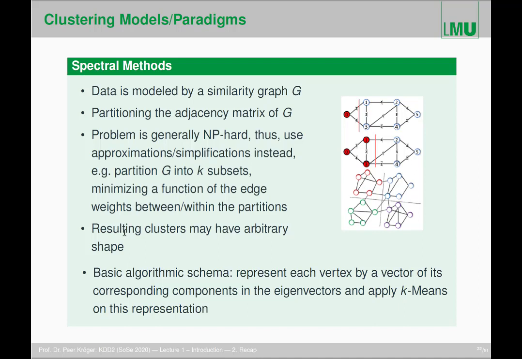The good thing here is that, well, that looks a little bit like partition clustering, like k-means. So you can use k-means, but you use k-means on the similarity graph. That's a huge difference, because the resulting clusters now may have arbitrary shape, which is in harsh contrast to classical k-means, which typically tends to have spherical clusters. And the basic algorithmic schema is that, well, you represent each vertex by a vector of its corresponding components in the eigenvectors. So you do an eigenvector decomposition before, and then apply k-means on this representation that somehow models the similarity graph properties.